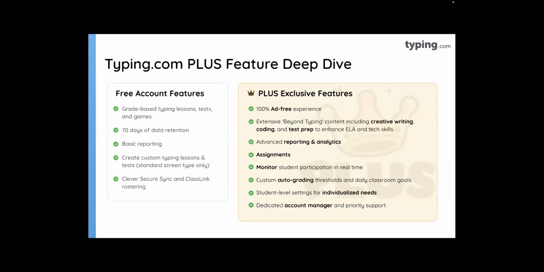Everyone who is using typing.com has access to our grade-based typing lessons, tests, and games. The grade-based typing lessons are correlated to state standards and ISTE standards. They get data retention up to 70 days and basic reporting, so knowing some student activity. They can create one type of custom lesson, and we'll go over more about custom lessons later in this presentation. They can also use Clever Secure Sync and ClassLink for rostering. That is something that has changed recently, so that is available to all users now.